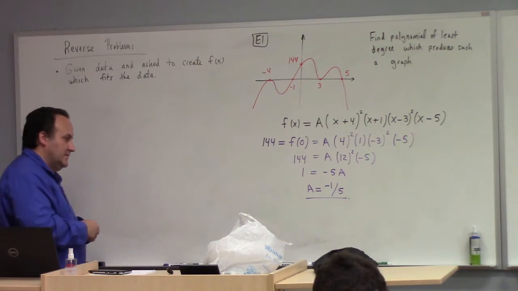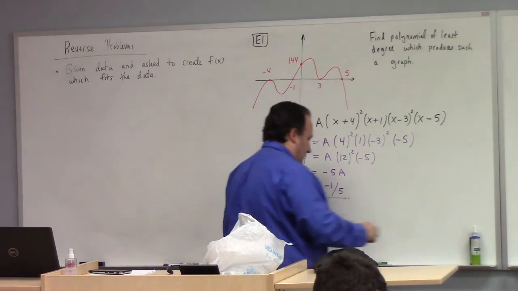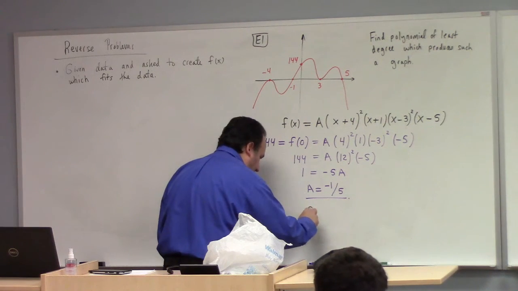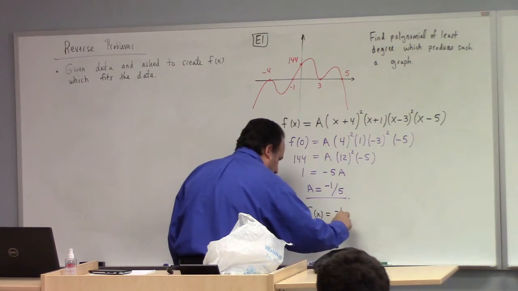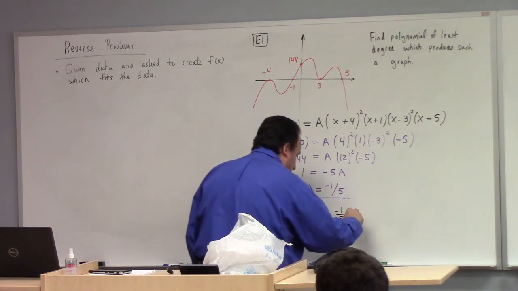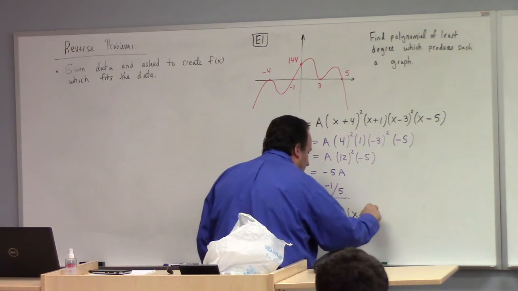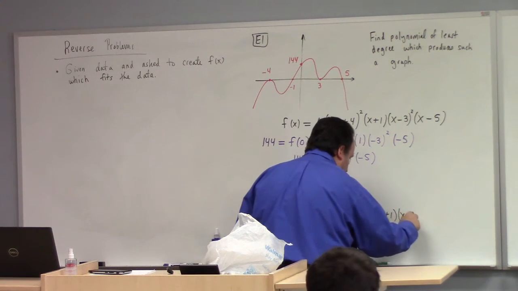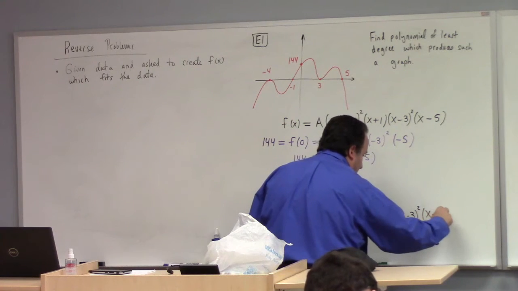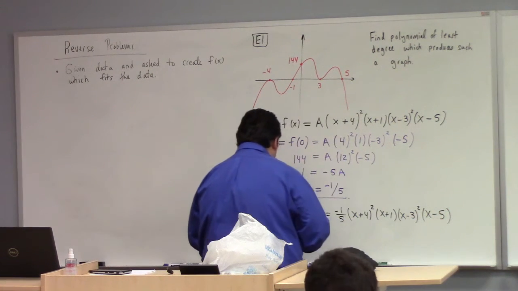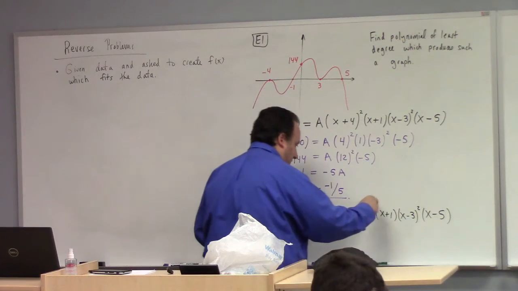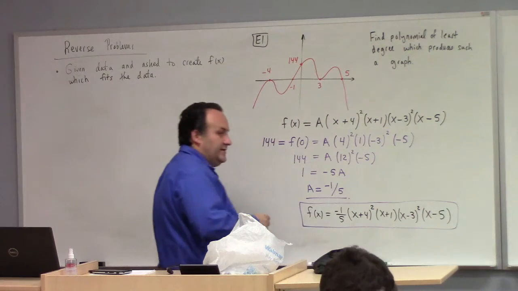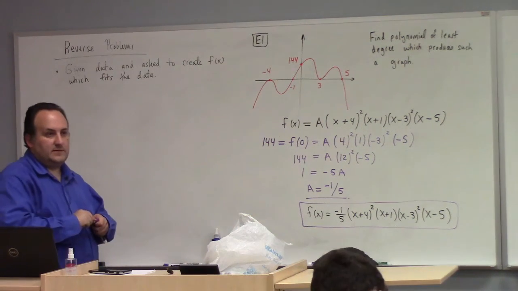So the answer for this problem is f of x equals minus 1/5 times x plus 4 quantity squared times x plus 1 times x plus 1 times x minus 3 quantity squared times x minus 5. There you have it. That's your answer. That has a graph which resembles the given graph and is of least degree that you can do it.